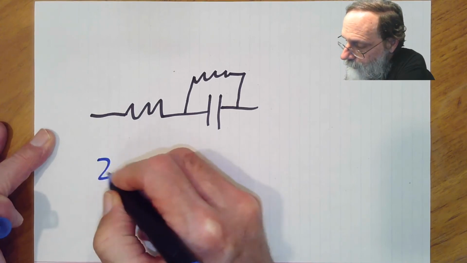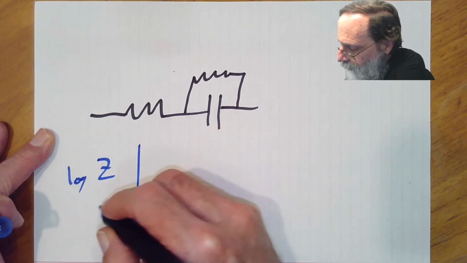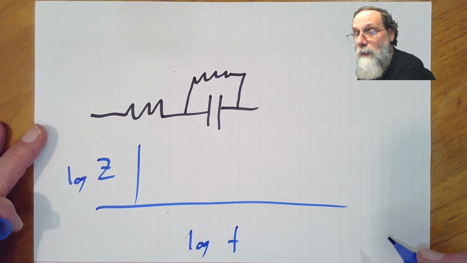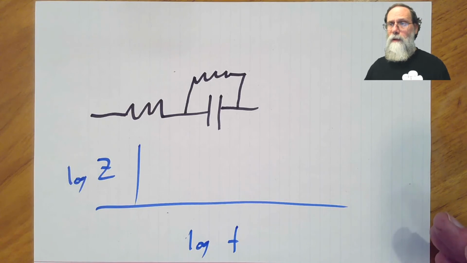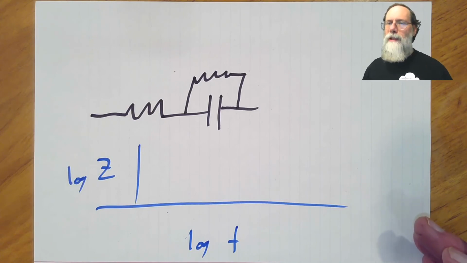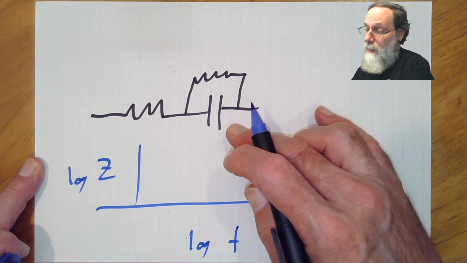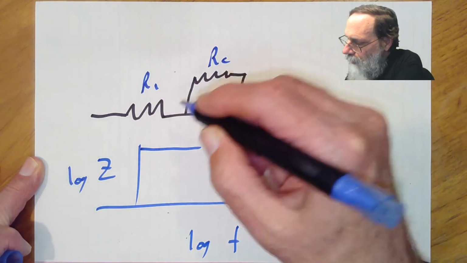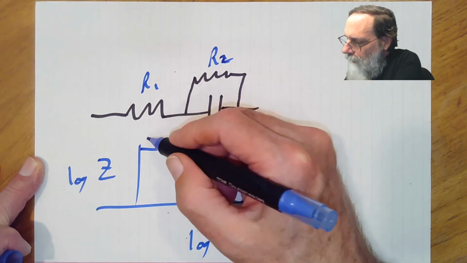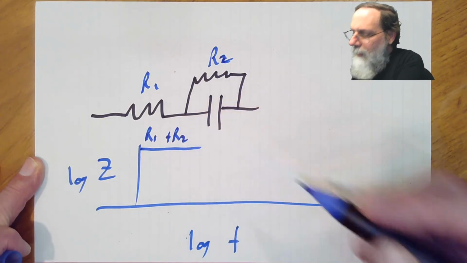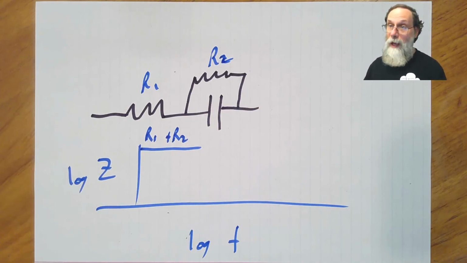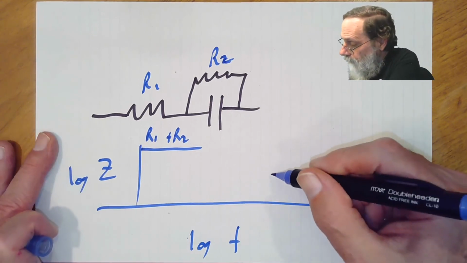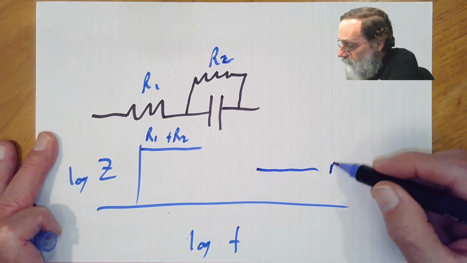So we've got Z on a log scale here, frequency on a log scale here. What would we expect to see? Well, at extremely low frequencies, way down close to DC, this capacitor is going to be an open circuit. Let's give these two resistors names, R1 and R2. We would have R1 plus R2 at very low frequencies. What would happen at very high frequencies? Well, the capacitor is basically a short circuit, and we would expect to see basically just R1.